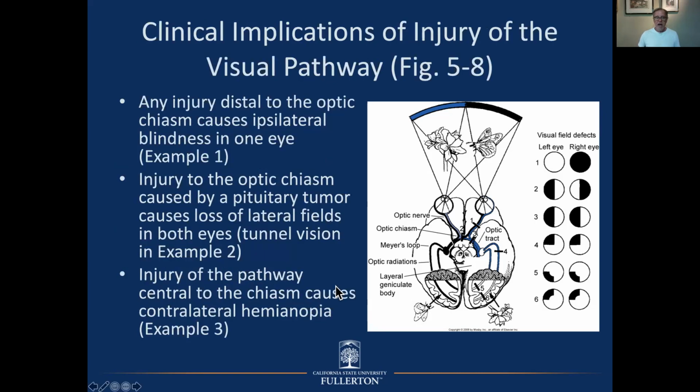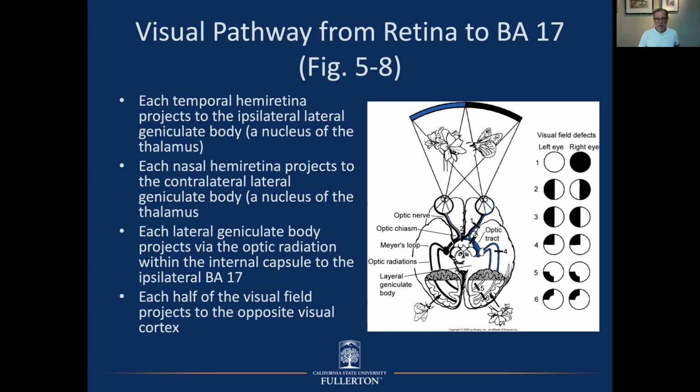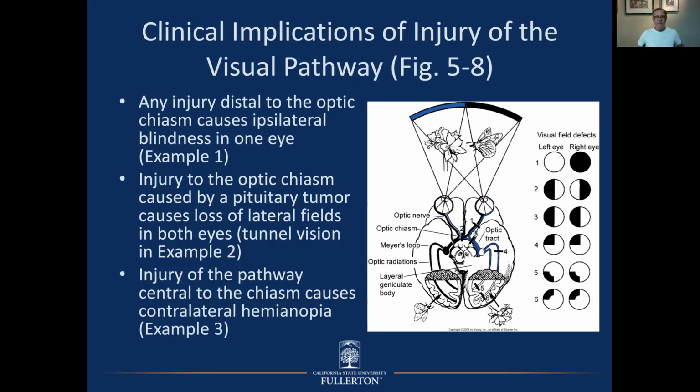Now let's look at the effect of lesions in different areas. I want to make sure I didn't skip a slide. Okay. Now, here's the first example, labeled number 1. Note the label: this is called an optic nerve, and this is called an optic tract. If you're talking about the visual pathway central to the optic chiasm, the pathway is labeled the optic tract. If you're talking about the visual pathway distal to the optic chiasm, the pathway is labeled the optic nerve. We've all heard of the optic nerve, probably not so much the optic tract.